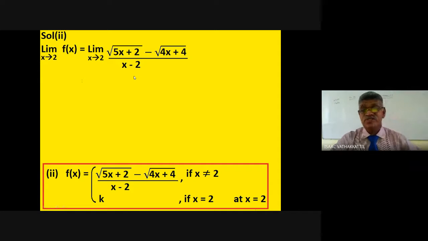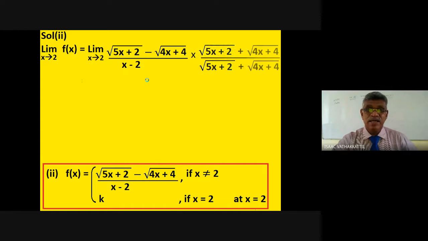We will make this rational by multiplying and dividing with the rationalizing factor of that irrational term. What is that? Under root 5x plus 2 plus under root 4x plus 4. Multiply and divide with the same term.